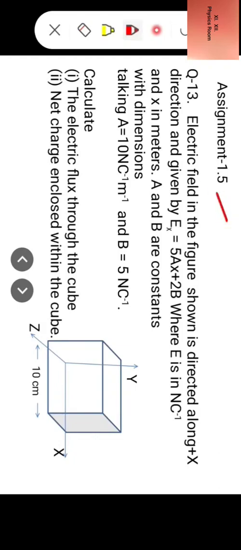Assignment 1.5 continued. Question number 13. The electric field in the figure shown is directed along the positive x direction and given by Ex is equal to 5ax plus 2b, where E is in Newton per coulomb and x is in meters. A and B are constants with dimensions, taking A equal to 10 Newton per coulomb per meter and B equal to 5 Newton per coulomb. Calculate number 1, the electric flux through the cube, and number 2, the net charge enclosed within the cube.